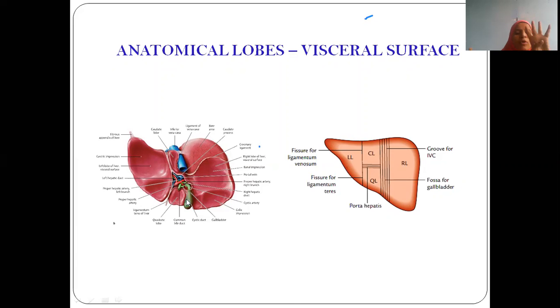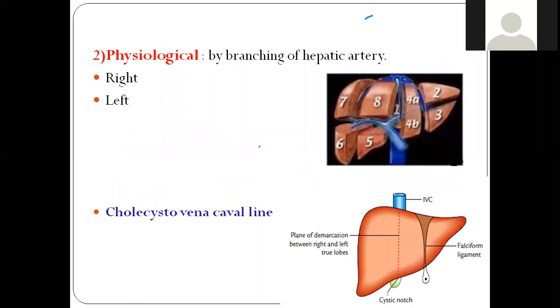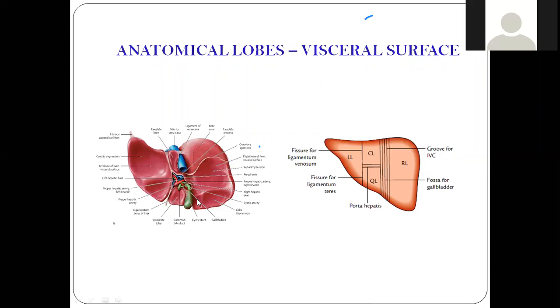So overall, how many lobes now? Can you please show us those two processes? Okay, I will show. I will show as well, because nowhere is it labeled clearly. Okay. So now see here. Overall, how many lobes do we have? Four. Right lobe, left lobe, caudate lobe, quadrate lobe.